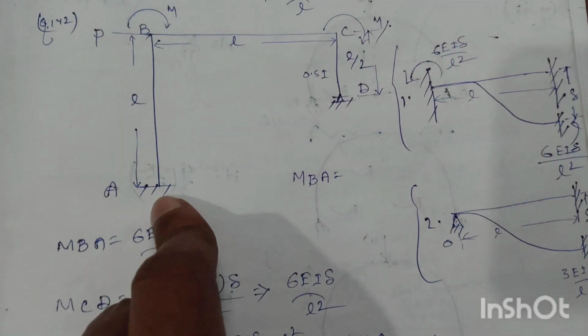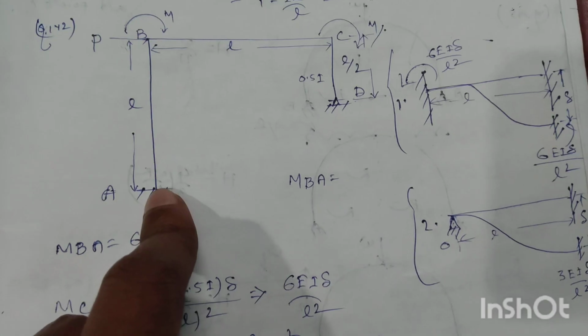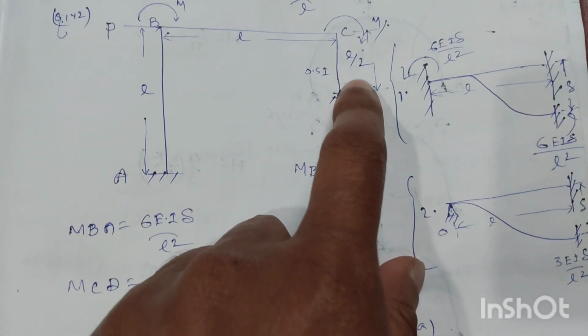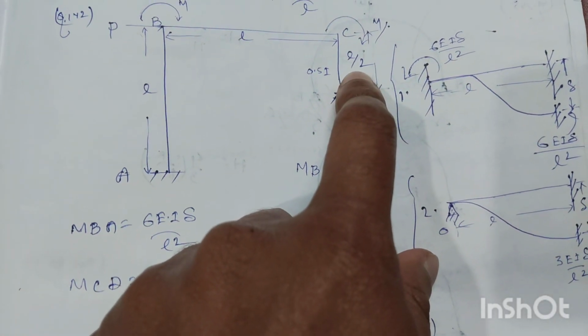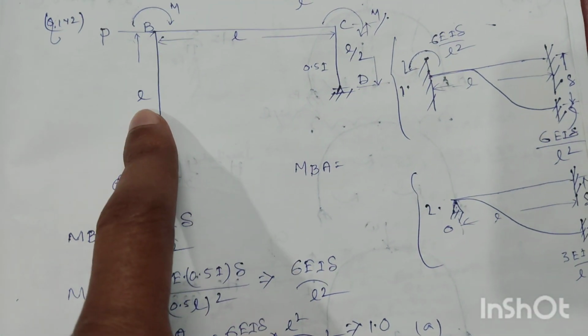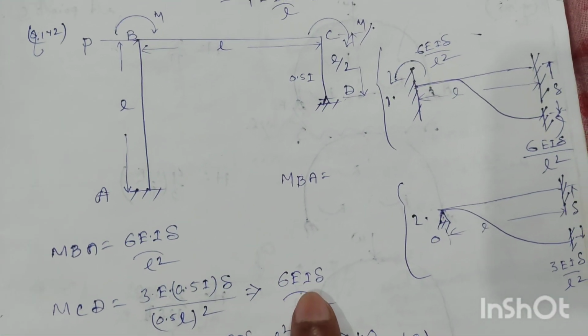So this is portal frame A, B, C, D. The frame is fixed at point A and hinged at point D. Length of CD is equal to L by 2 and the moment of inertia is 0.5 I, and length of AB is equal to L and moment of inertia is I.